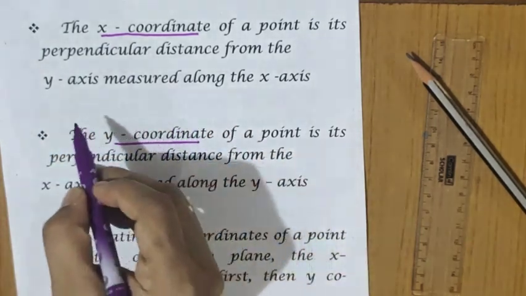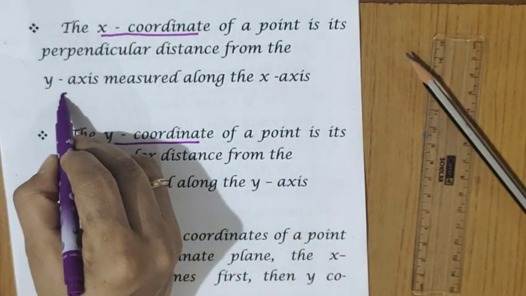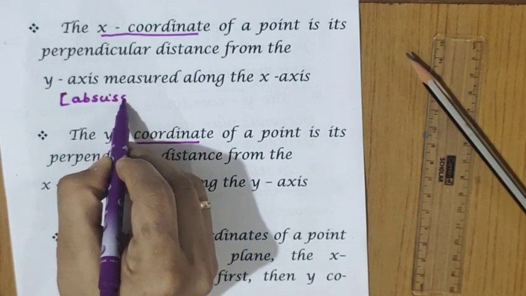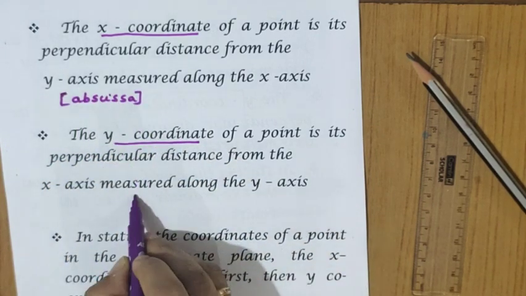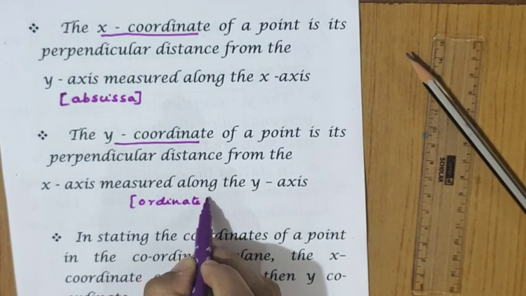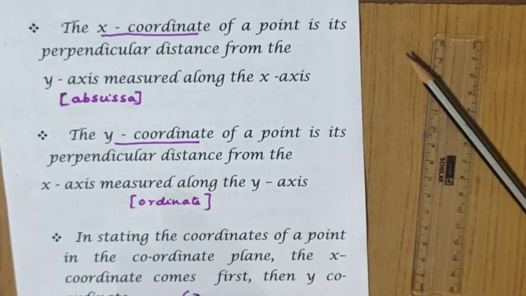Now one more point I have to write: the x-coordinate is called the abscissa, and similarly the y-coordinate is called the ordinate. Now what is the form here? x comma y. Okay, so these are the points we have learned from the last diagram.